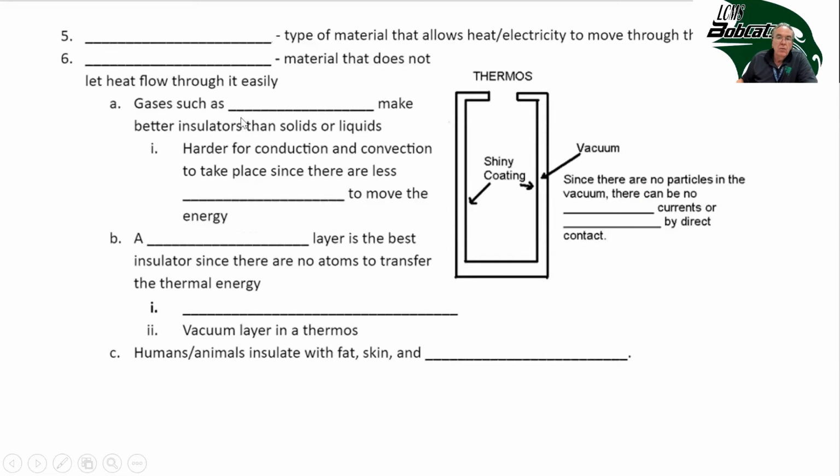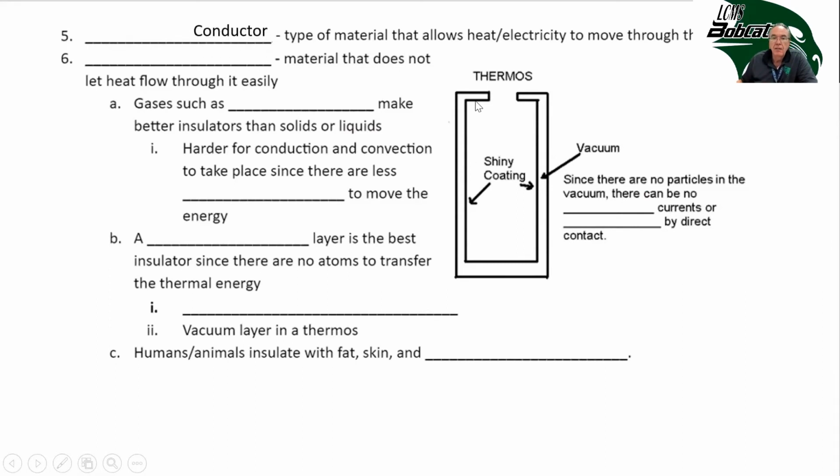Okay, so as promised, we're going to learn about insulators and conductors. There were three types of heat transfer: conduction, convection, and radiation. So when we think about insulating something, we want to stop the heat from flowing by those three methods.